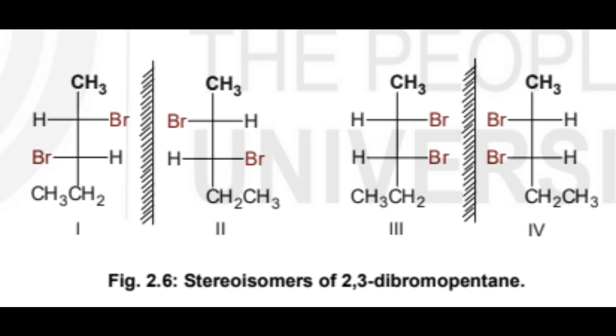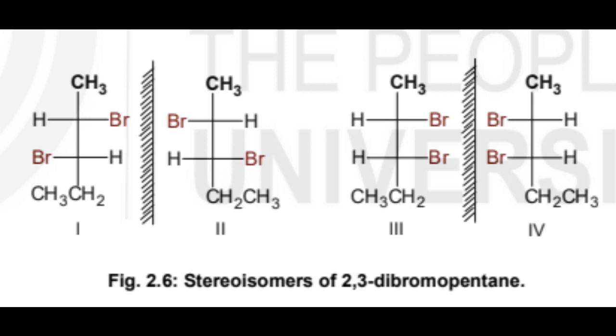The compounds represented by structures 1, 2 and 3, 4 are pairs of enantiomers, but what is the isomeric relationship between the compounds represented by 1 and 3? We can answer this question by observing that 1 and 3 are stereoisomers and that they do not have a mirror image relationship with each other. Such isomers are called diastereoisomers or diastereomers.